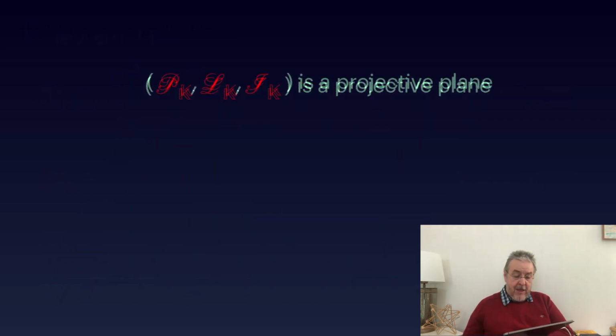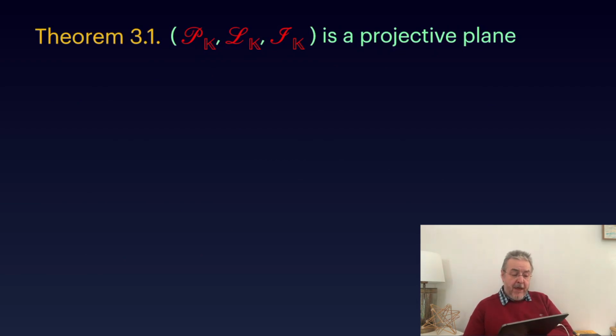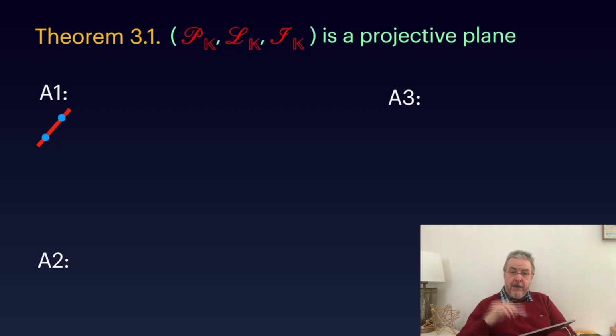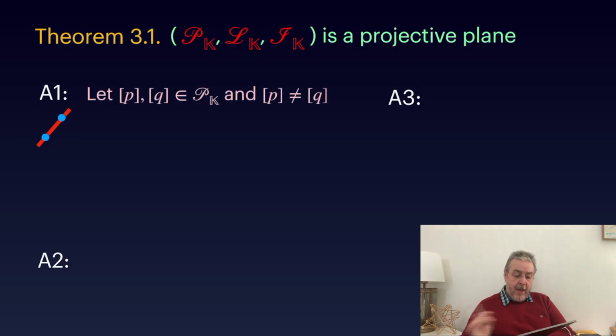So let's prove that, and this is theorem 3.1 in the book. So what we have to do, we have to prove axioms A1, A2, and A3. And you remember A1 was for any two distinct points, you get a unique line incident to them. And let's see how that works.